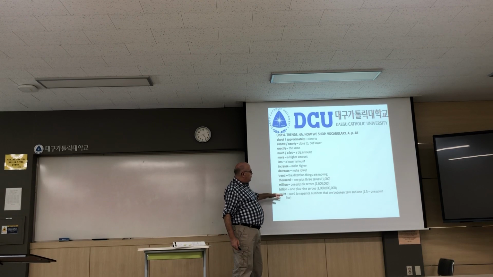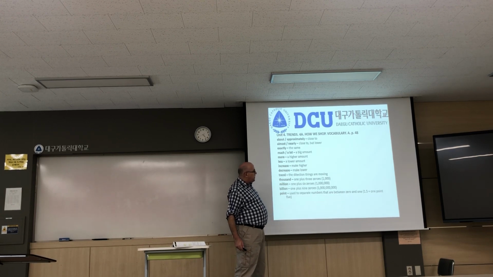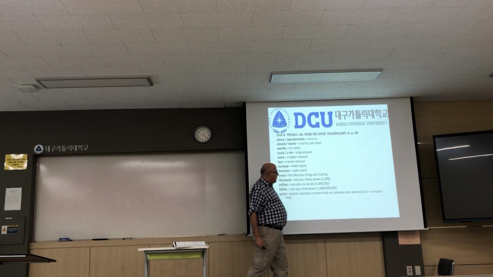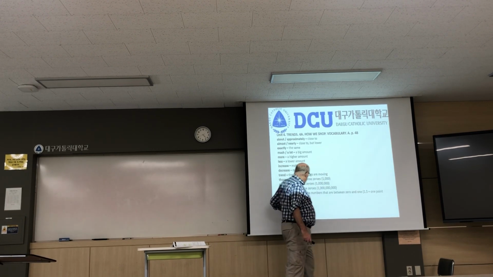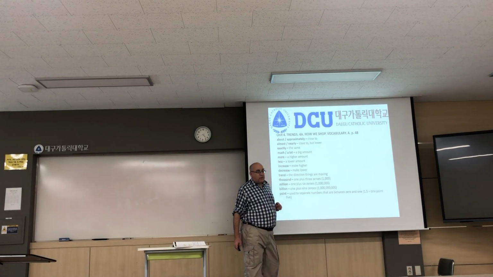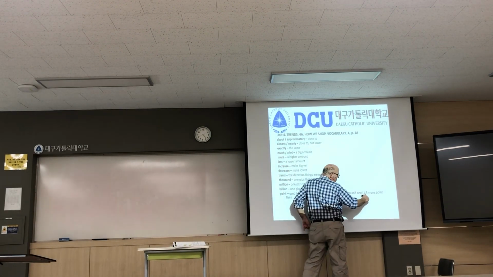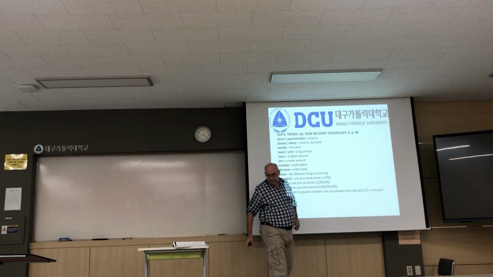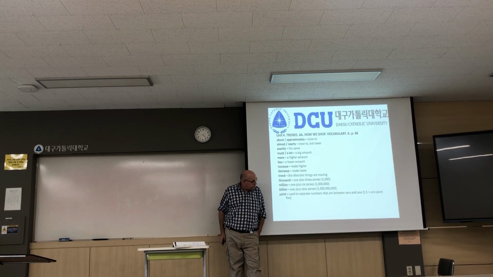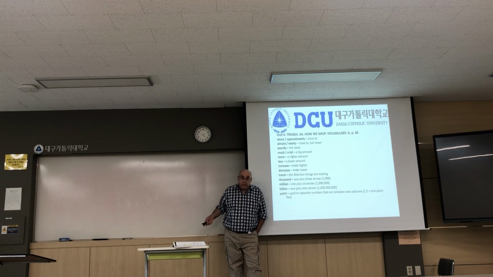And point used to separate numbers that are between 0 and 1. So here, 1 and 5 tenths equals 1.5. So this is a point. We call that point, 1.5. And that's your vocabulary.